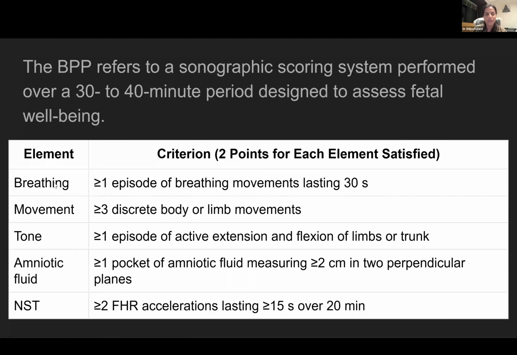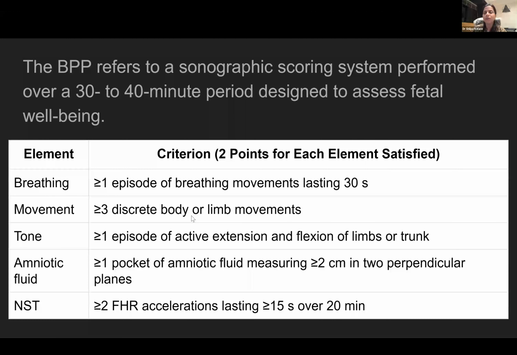So if the breathing criteria is satisfied, the fetus will score 2. If it doesn't get satisfied, then it is 0. If the movement criteria gets satisfied, then it is again 2. If it doesn't get satisfied, it is 0. So the minimum score is 0 and the maximum score is 10. So there is no odd number here.